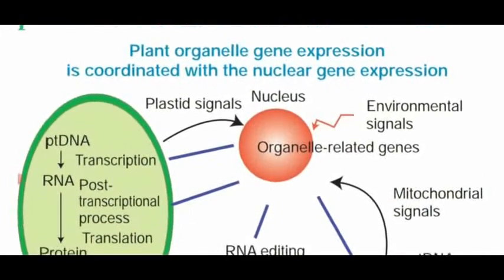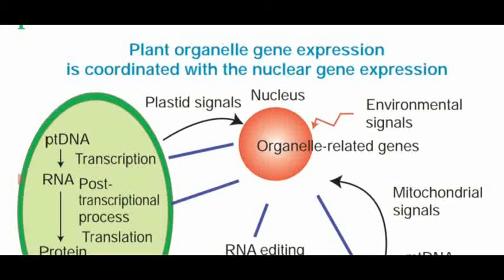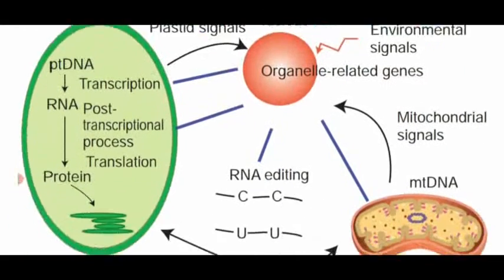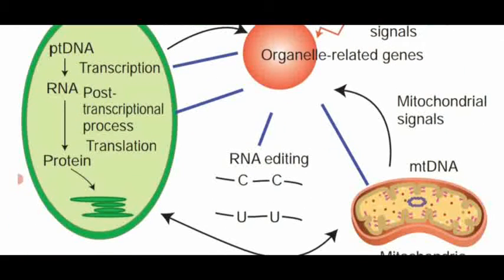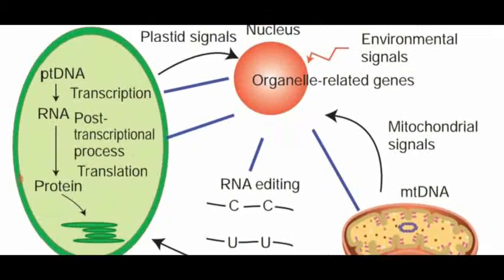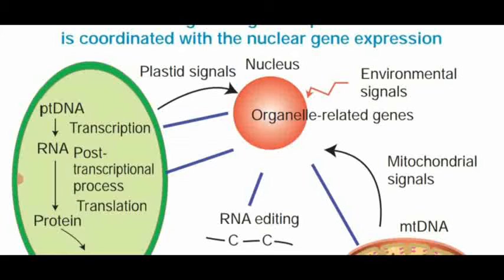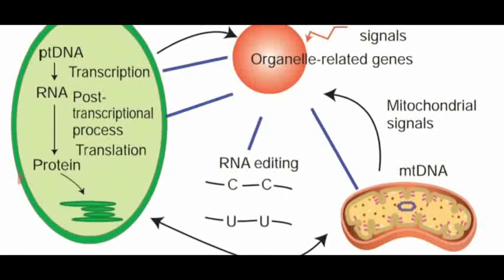Dear students, this is the diagram showing RNA editing. A plant organelle gene expression is coordinated with the nuclear gene expression. So that means a plant organelle. For example, the green color one is the chloroplast. Then this one is the mitochondria. These two are the different plant organelles.